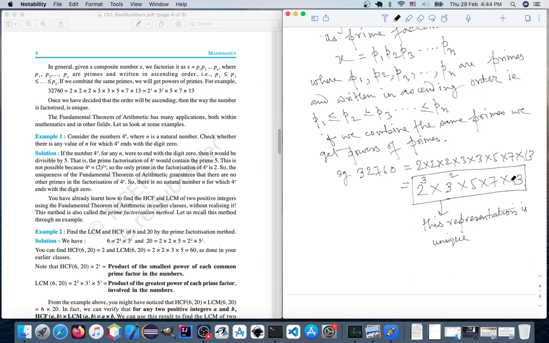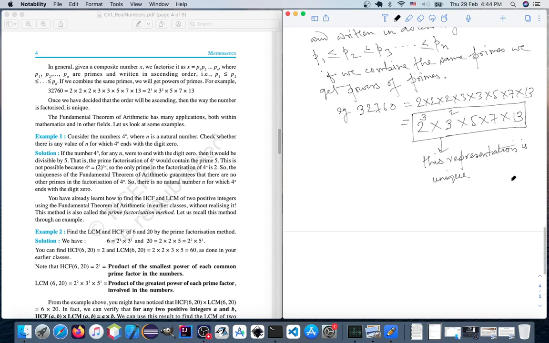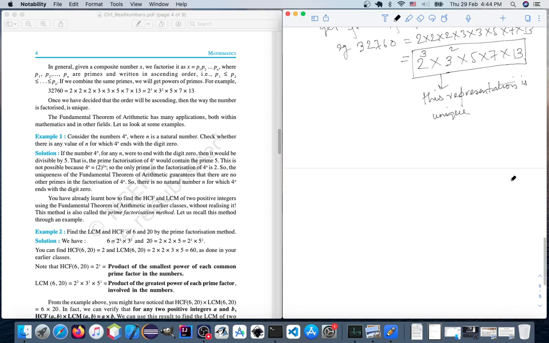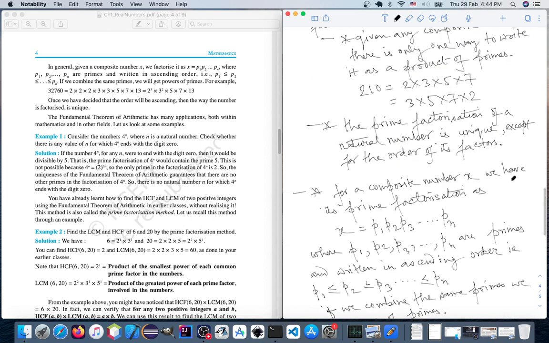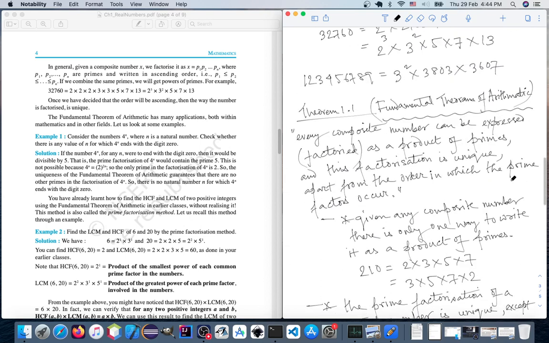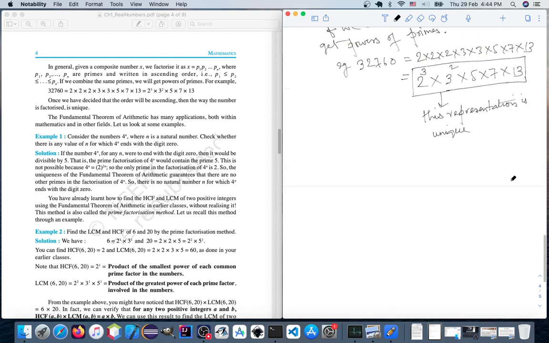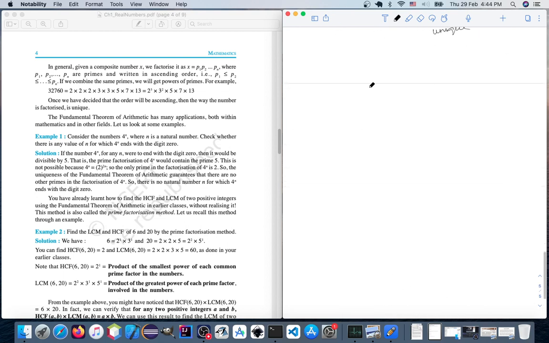The fundamental theorem of arithmetic has many applications, both within mathematics and in other fields. Let us look at some examples. So now it is trying to give some examples where we apply the fundamental theorem of arithmetic to solve some problems.